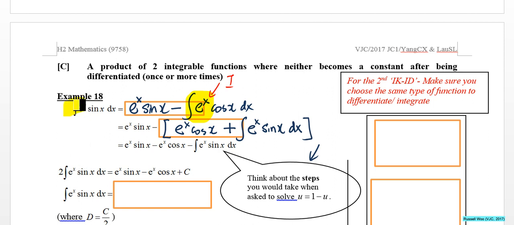Let's look at this line. u equals to something minus u. This is the something. So you move across, you will get this 2 times, and you halve both sides. You will get this. You get half e^x sine x minus half e^x cosine x.